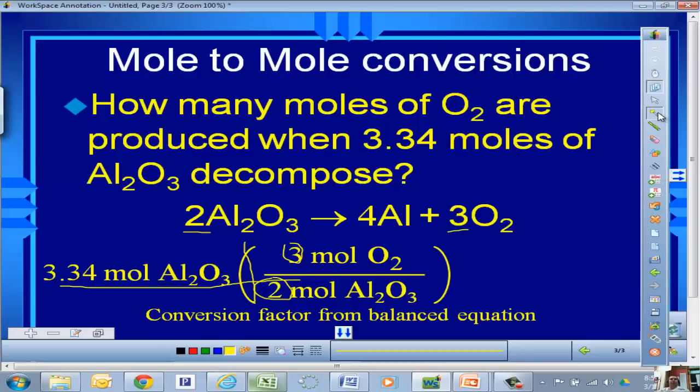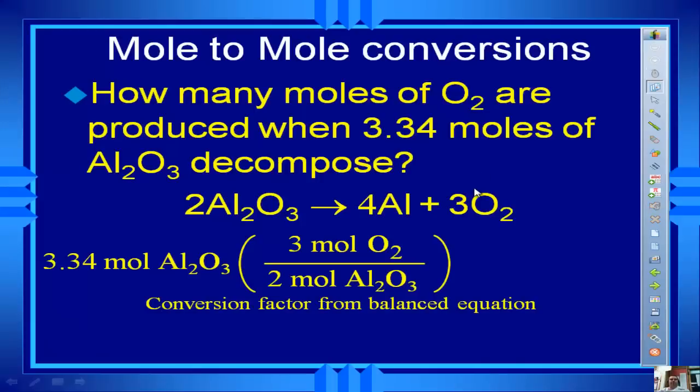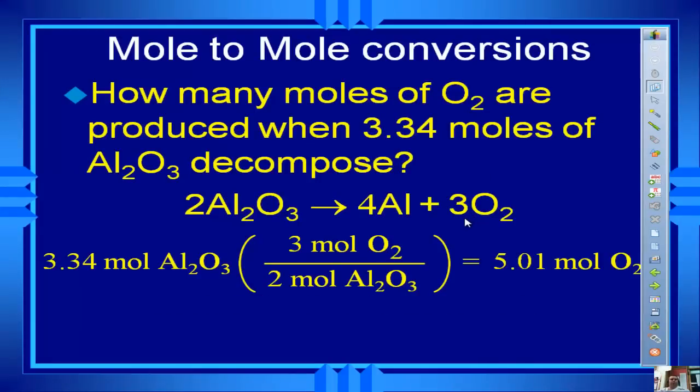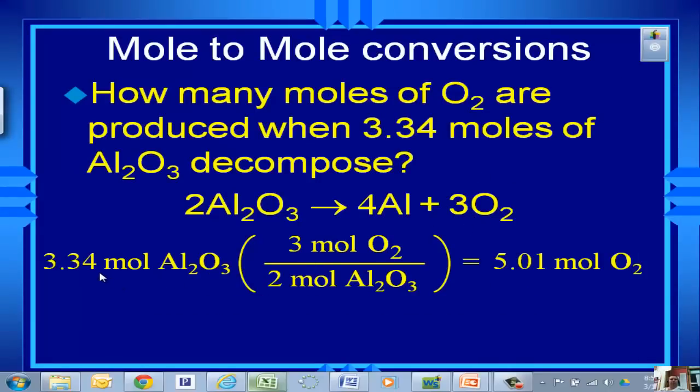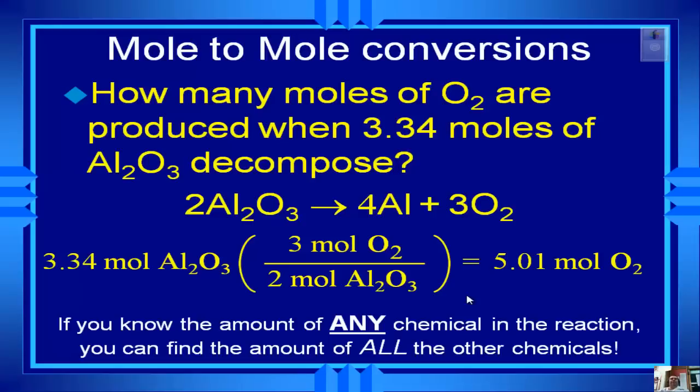We aren't going to use that in our problem. So again, going back, when we solve, literally what we are going to do is take 3.34 multiplied by 3, divided by 2, and you get the answer 5.01 moles of O2. If you know the amount of any chemical in a chemical reaction, you can find the amount of all of the other chemicals, whether it be elements or compounds or even energy in the problem.